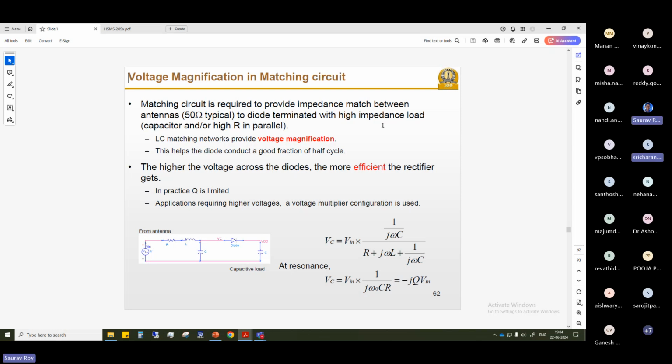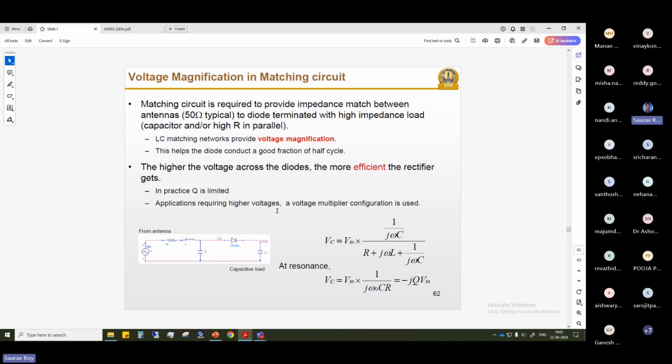Okay. So what happens? Generally this LC matching circuit not only gives the matching, it can even give voltage magnification. How does that happen? Because at some point you will have a resonance. In that resonant condition, the voltage across the diode, VC here at this point, will be amplified, multiplied by Q. Q is the Q factor of this LC circuit. Obviously, the higher the voltage across the diode, the more the efficiency will be increased.